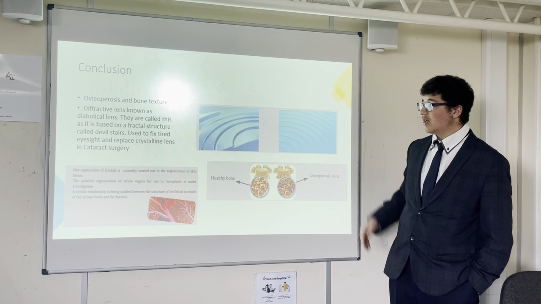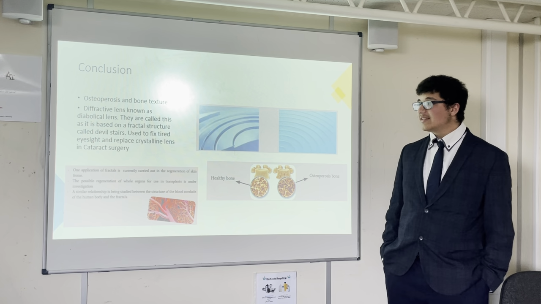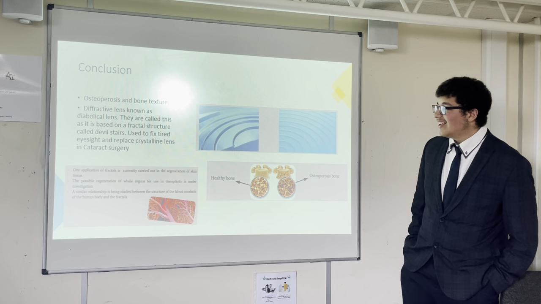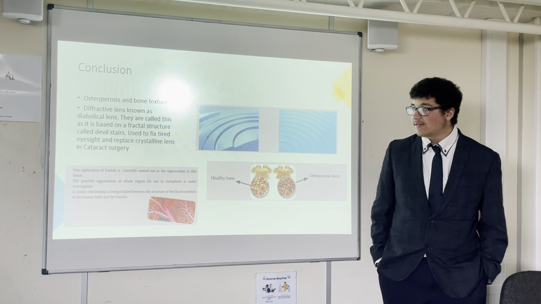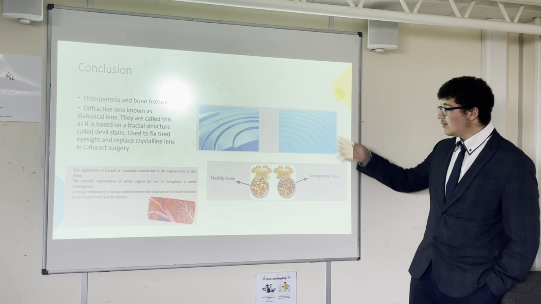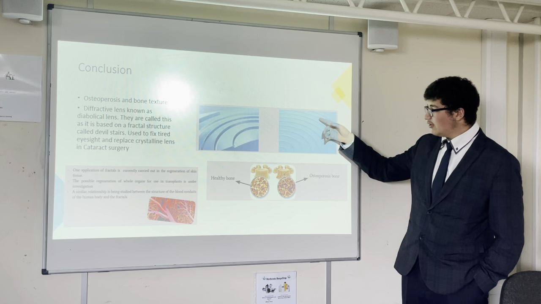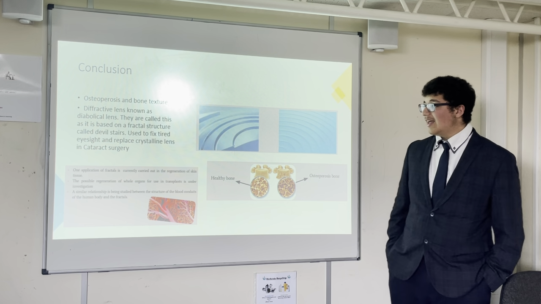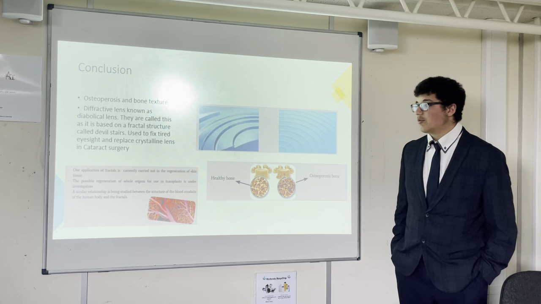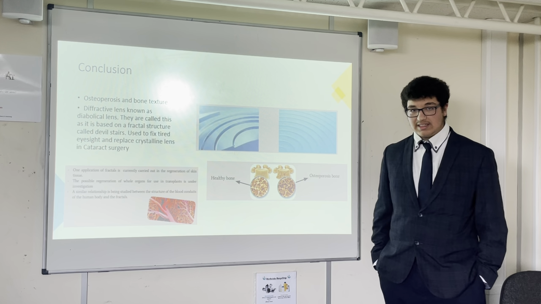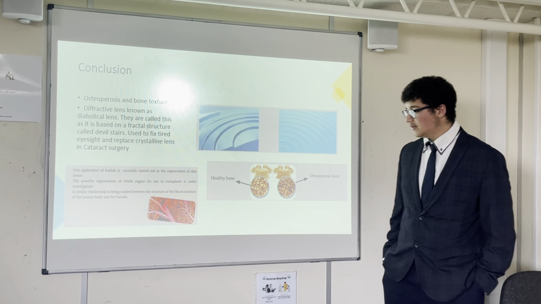These lenses are diffractive lenses, otherwise known as diabolical lenses. They are called this because they're based on a fractal structure. So these are actually fractal structures. They constantly are self-similar, and they're used to fix tired eyesight and replace the crystalline lens in cataract surgery. So cataract surgery is replacing the lens of the eye.